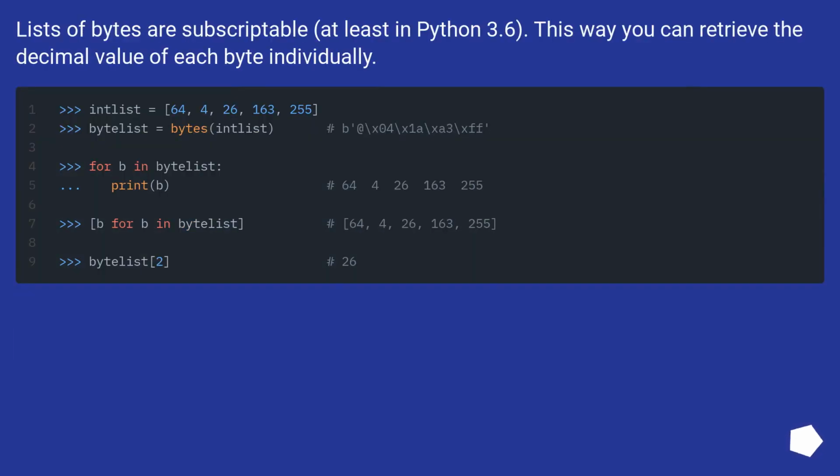Lists of bytes are subscriptable, at least in Python 3.6. This way you can retrieve the decimal value of each byte individually.